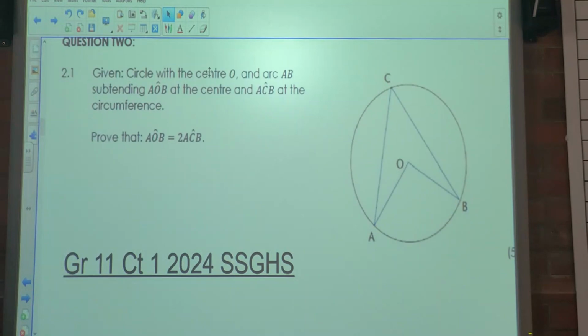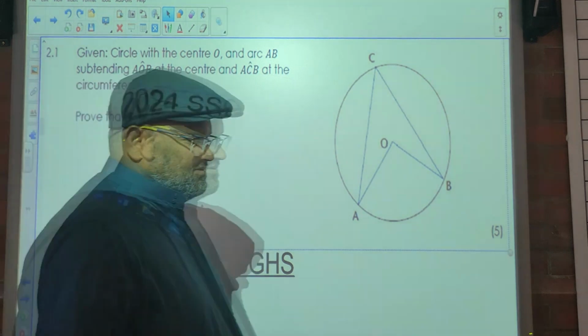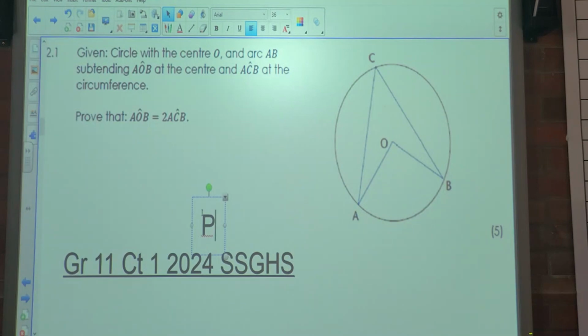People, Question 2, sorry. The circle with center O and arc. People, this is a proof, not so? The proof can be found there, there is a link to the proof.